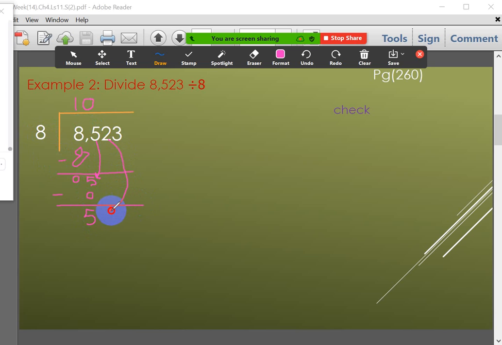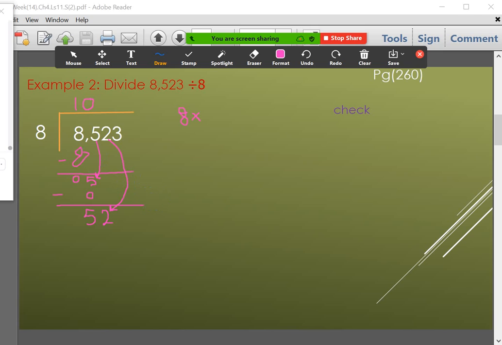Now I want to divide the tens number. 52 divided by 8. What is the number that I will multiply by 8 that will give me the closest number to 52? We have to return to the multiplication table. What is the number that I will multiply by 8 to give me the closest number to 52? 8 times 7 equals what, girls? No, it's not 7.